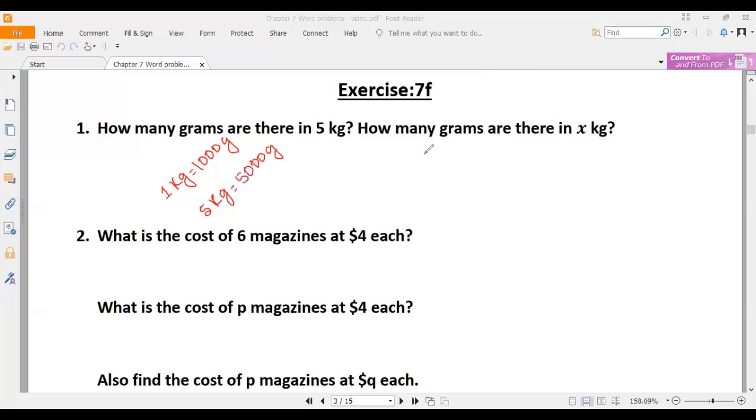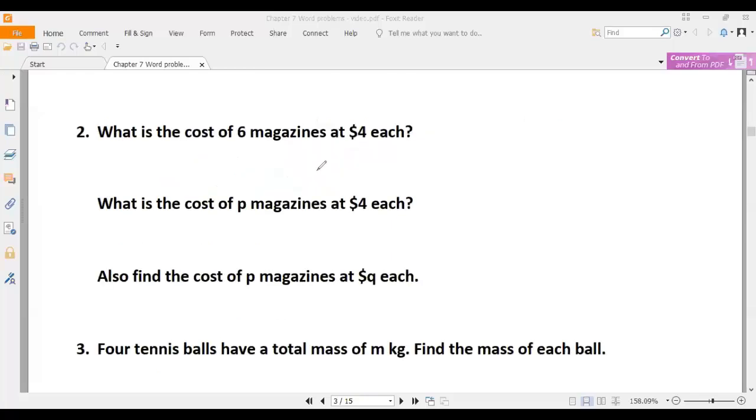Now the question asks, how many grams are there in x kg? So x kg will be 1000 multiplied by x. That means 1000x gram. Done.